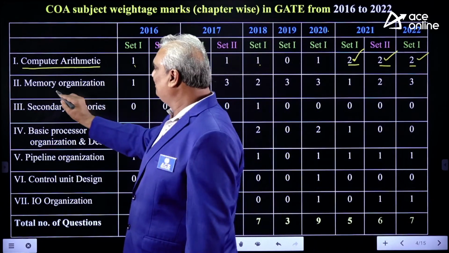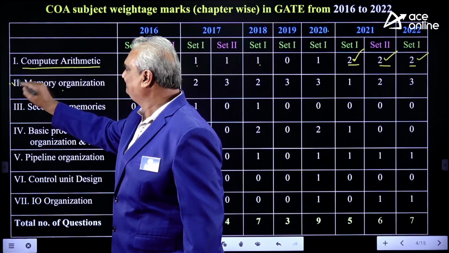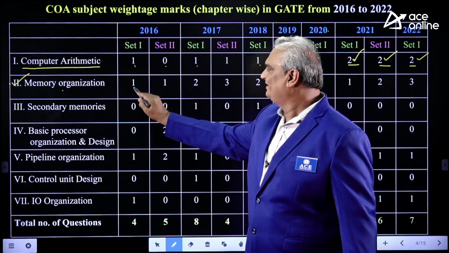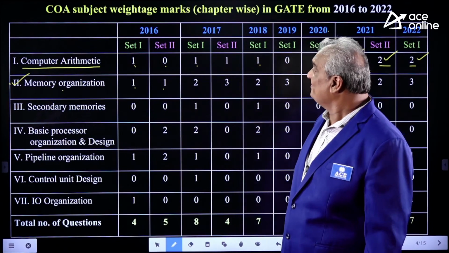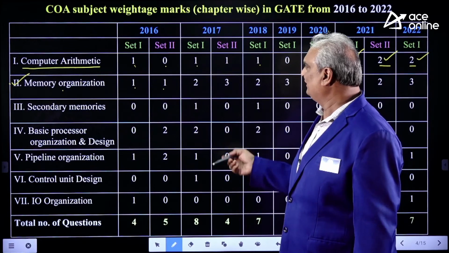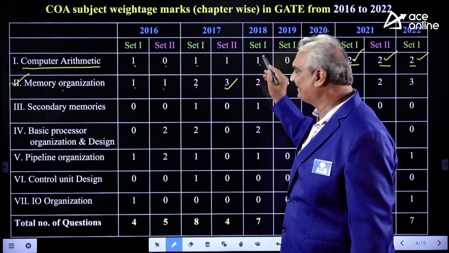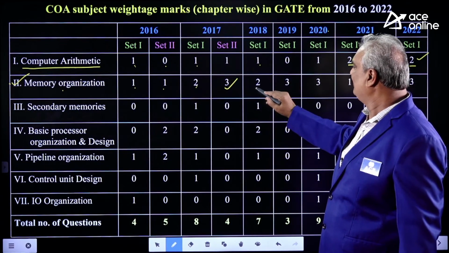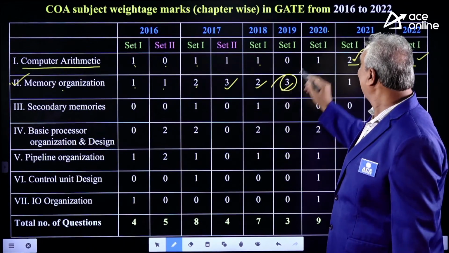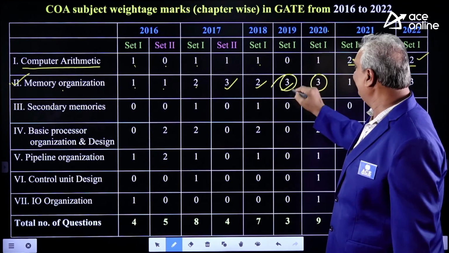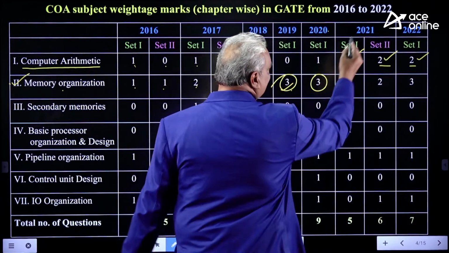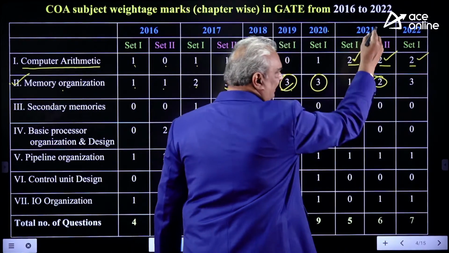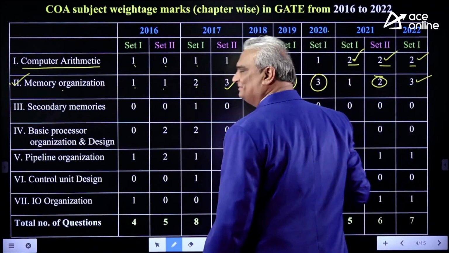Next, come to memory organization. 2016, 1 question and 1 question. 2 sets are there. 2017, again 2 sets. Here, look here, 2 questions, but here 3 questions. Next, 2018, 2 and 3. Here 3. 2020 also 3. 2019 3. Unfortunately, in 2021, set 1 only 1 question, but set 2 had 2 questions, and 2022 had 3 questions.